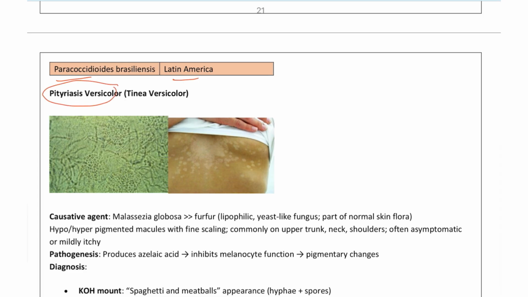Next, pityriasis versicolor, the most common species is Malassezia globosa, and this fungus causes hypopigmented and hyperpigmented macules with fine scaling, most commonly on the upper trunk. The pathogenesis is that they produce azelaic acid, so melanocyte suppression will be seen. That's why pigmentary changes are seen.